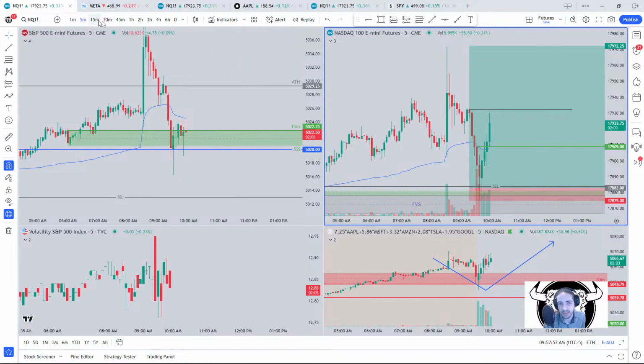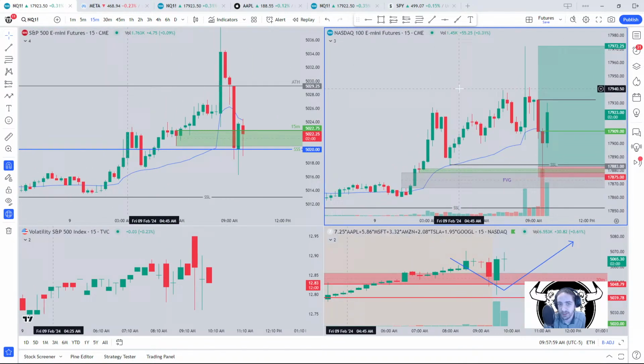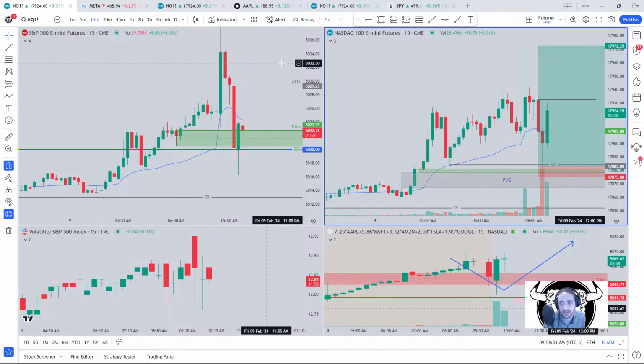But I'm holding this again based off that 15-minute time frame. Look at that 15. Really needed to close up here. 2 minutes till it closes. Holy cow.